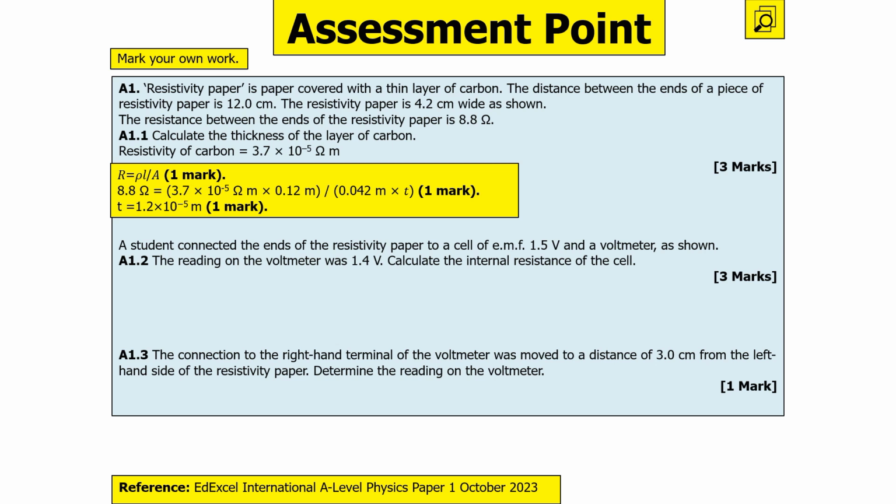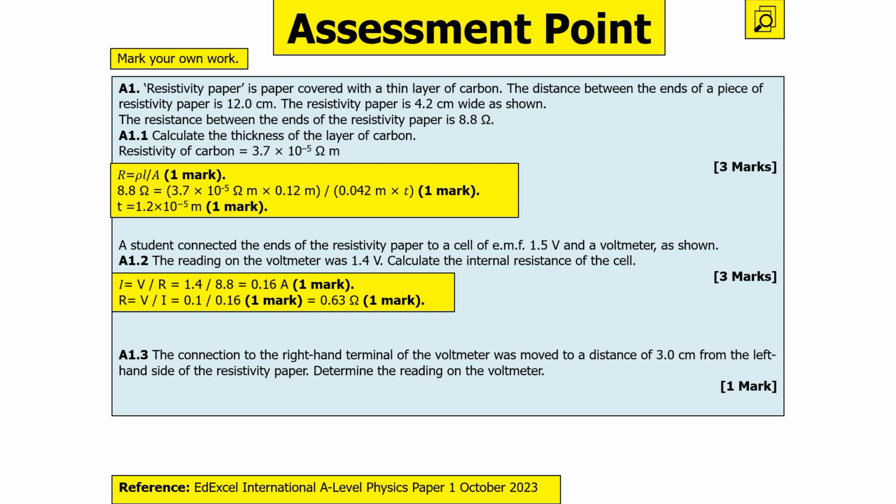This next one, we can work out the current. Now remember, you can do it either with the external circuit or with the internal circuit. With the external circuit, we know that it's 1.4 volts, because it's reading on the voltmeter. We know what the resistance is externally. It's 8.8 ohms, it tells you earlier. So the current is 0.16 amps. Because it's a series circuit, the current in the external circuit is the same as the internal circuit. So internal resistance is going to be equal to the lost volts over the current. The lost volts is 0.1, because it has 1.5 EMF and then 1.4 terminal PD. So 0.1 over 0.16 is 0.63 ohms.